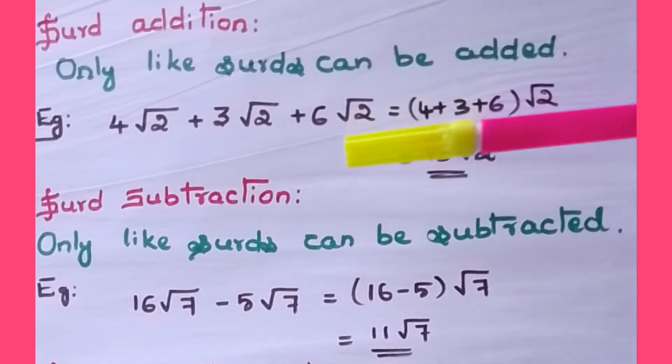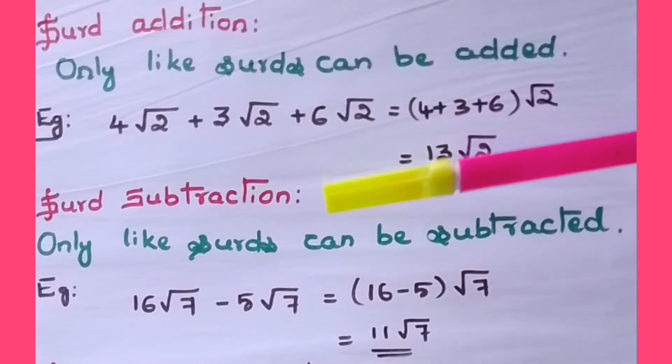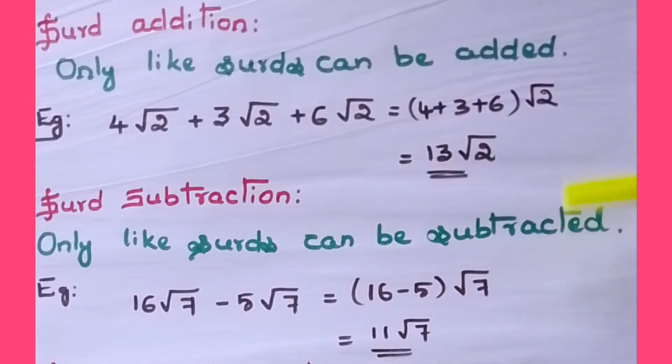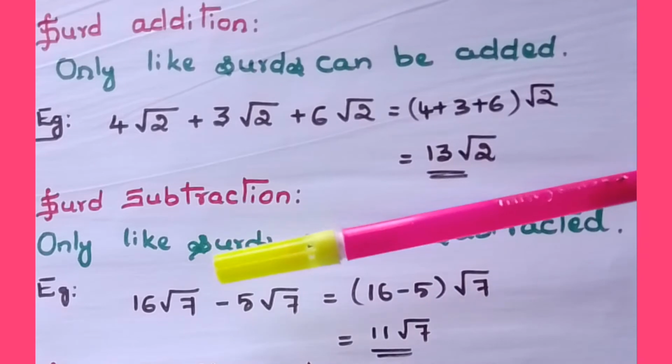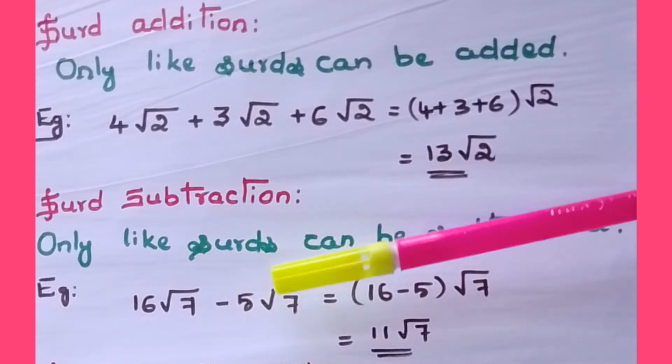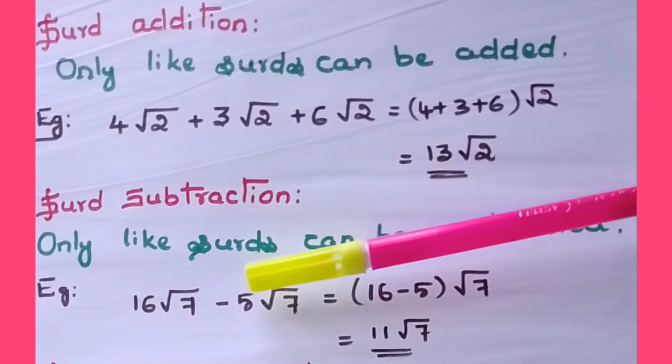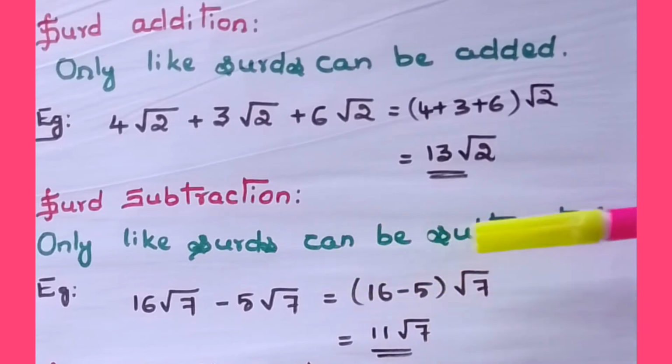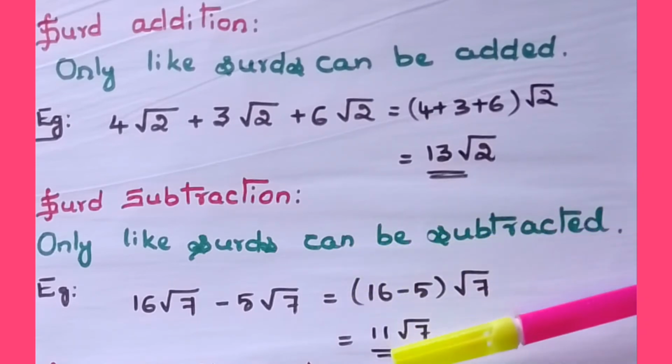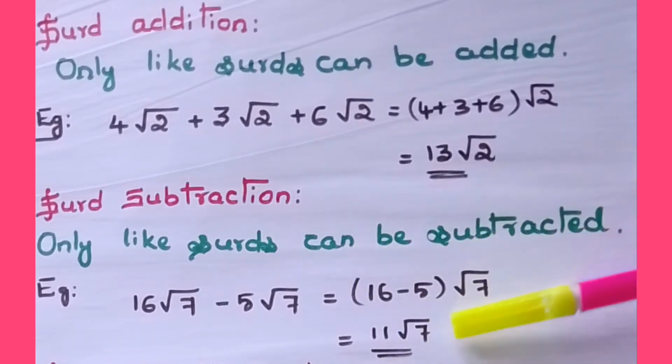In the case of surd subtraction, only like surds can be subtracted. For example, 16 root 7 minus 5 root 7. So you can write 16 minus 5, and root 7 is common. 16 minus 5 is 11, so 11 root 7 is the answer.